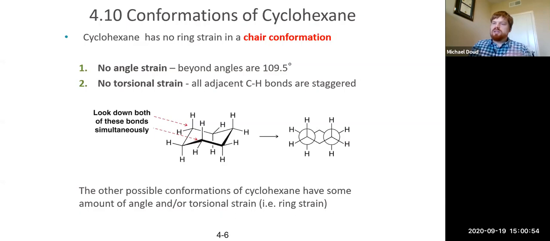So we looked at the other conformations previously, and we saw there's a bit of strain, especially when it's going into the boat or boat chair conformation. So we know that at its most stable, the cyclohexane is going to be in the chair conformation like this.